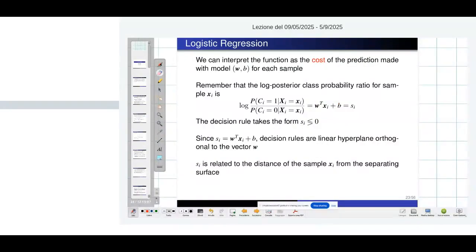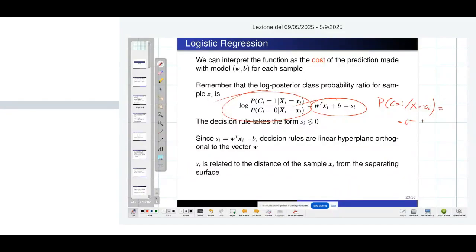And we said that this score corresponds to the logarithm of the ratio between the posterior class probabilities. And we have seen that this implies that we can compute the posterior probability of class 1 for a sample xi as the sigmoid function applied to the score.